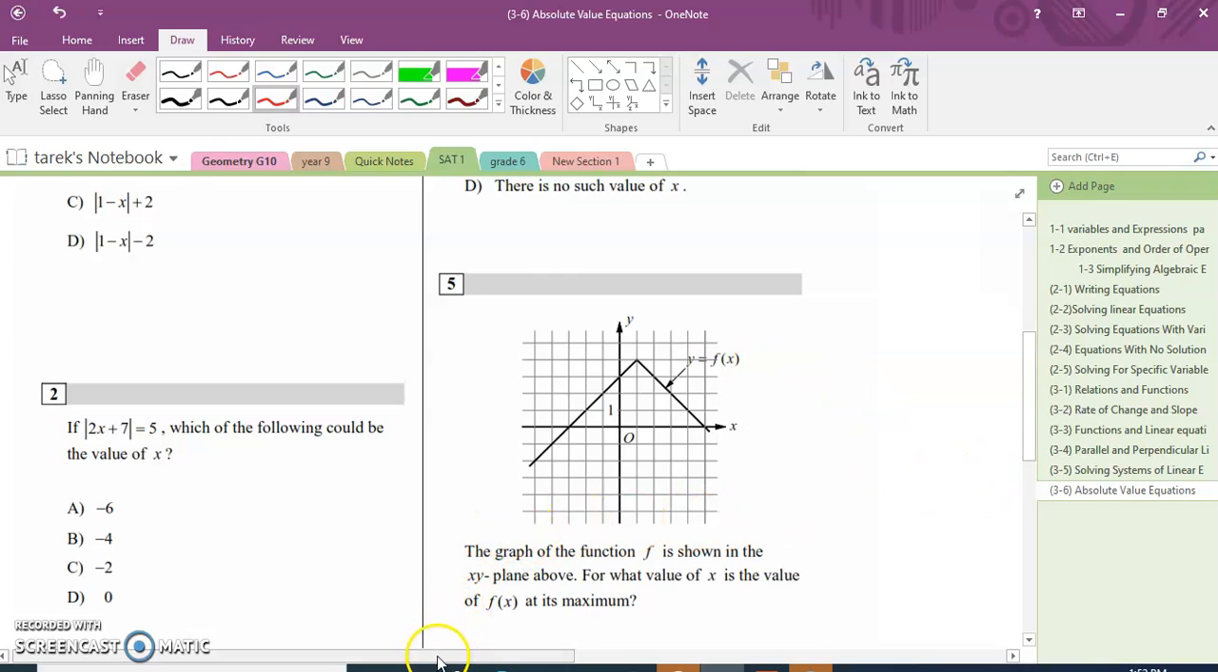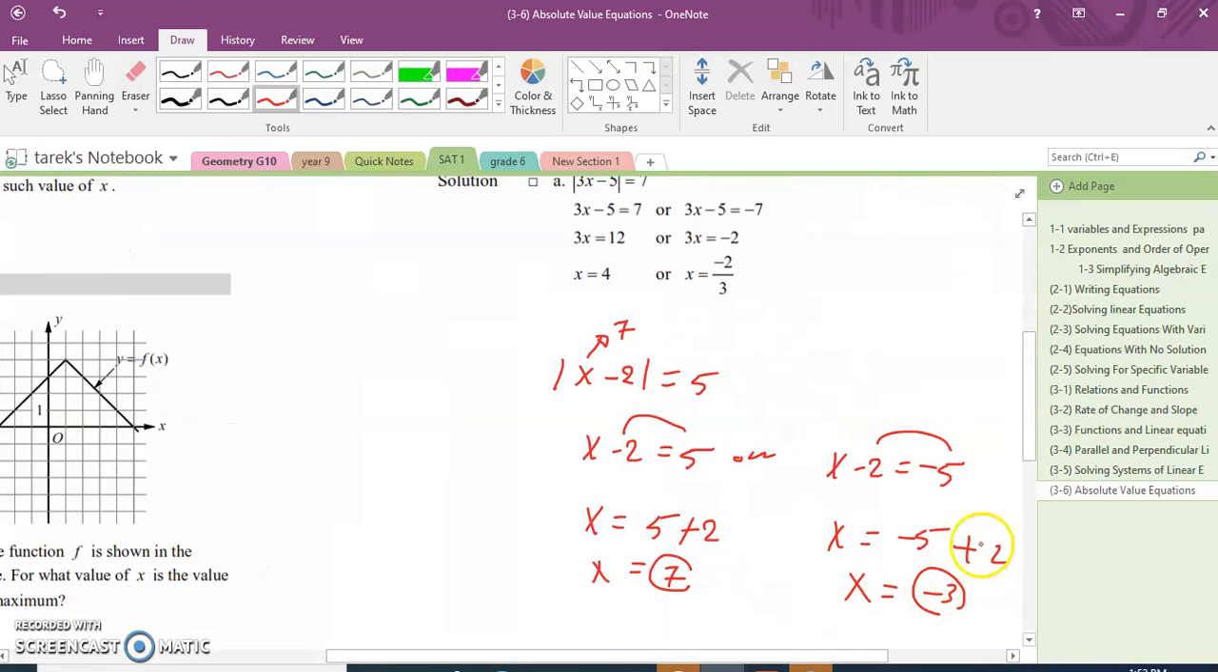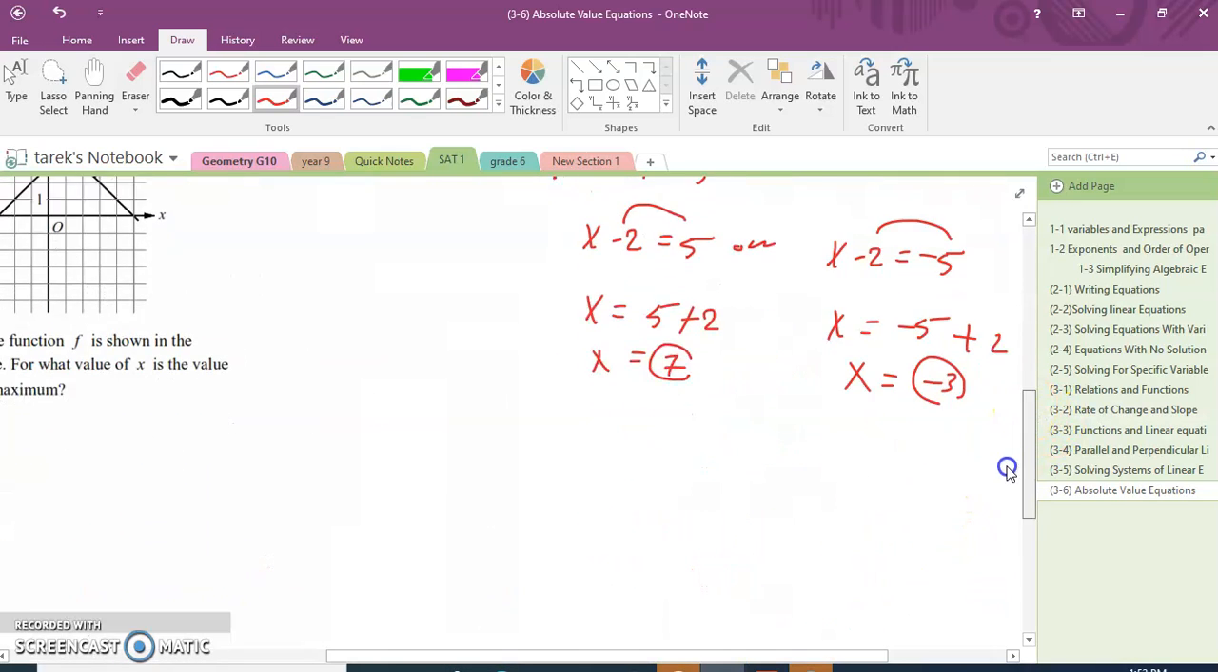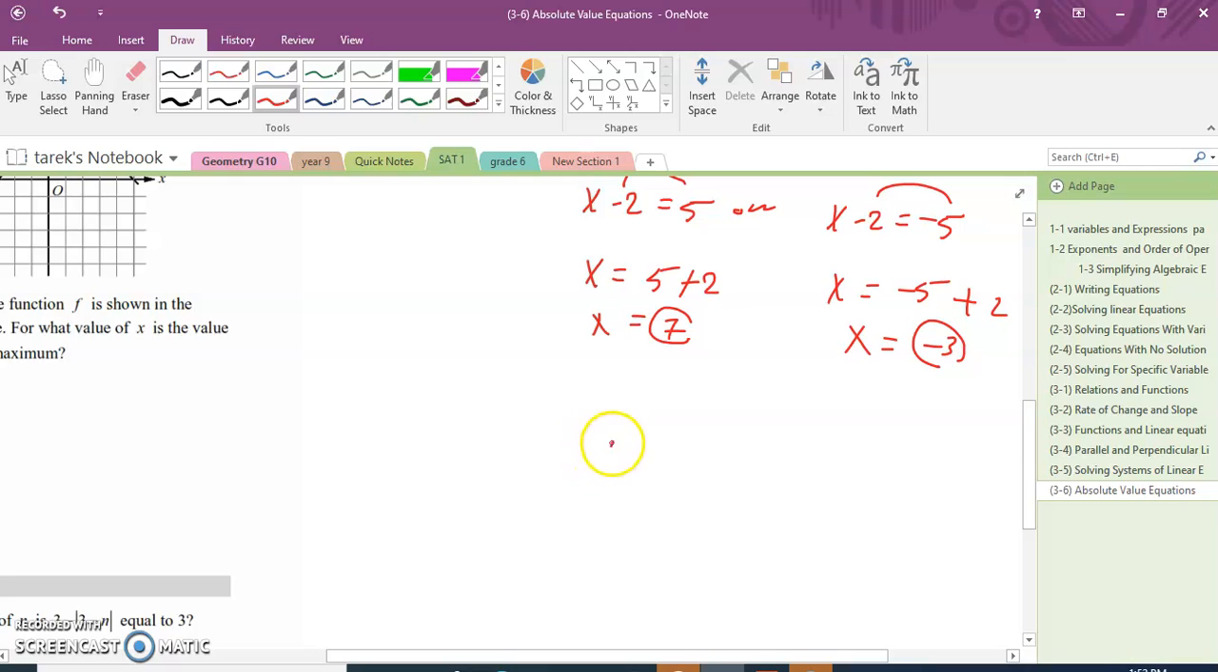And before I leave, the absolute value cannot be negative. I can say that I have an equation like this. That's wrong, because the absolute value means to get the positive value of the amount, so it cannot be negative. So the absolute value should be greater than or equal to 0.